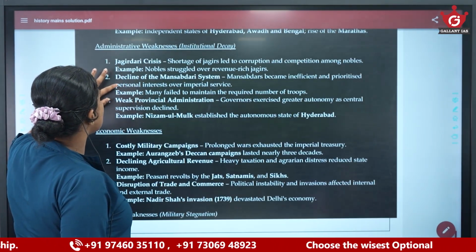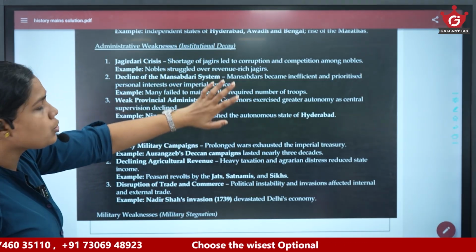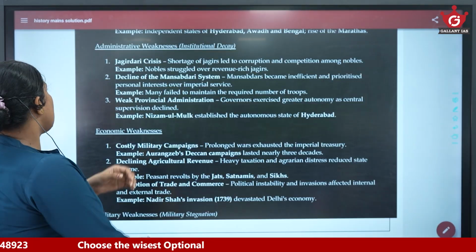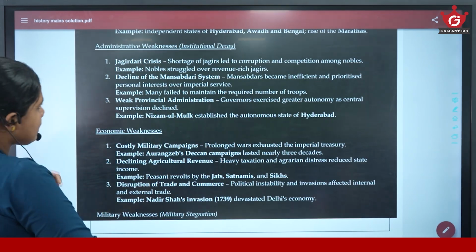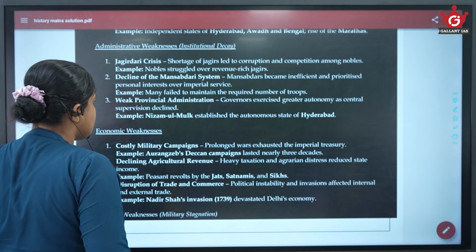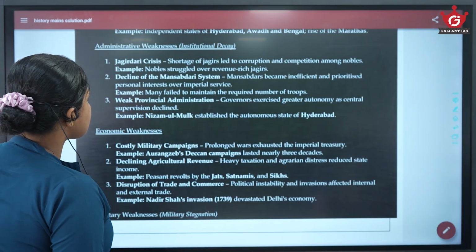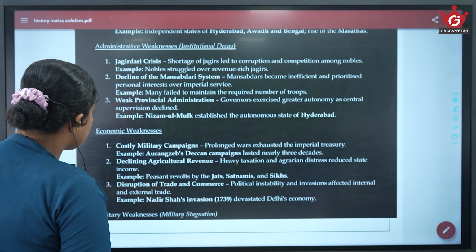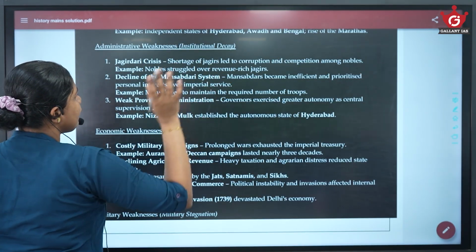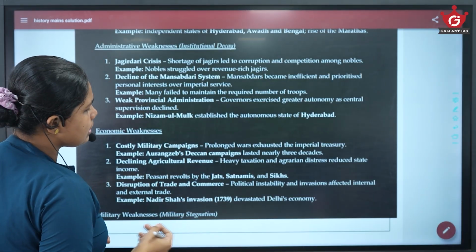Next is administrative weakness. You can give the keyword institutional decay. Here also we are discussing 3 points: Jagirdari crisis, decline of the Mansabdari system, and weak provincial administration. Regarding the Jagirdari crisis, there was a shortage of Jagirs. That led to corruption and competition. For example, nobles struggled over revenue-rich Jagirs. We can give just one example.